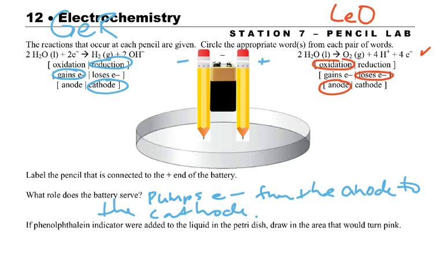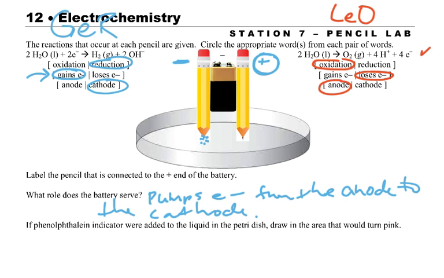So who's connected to the positive? Okay, this guy is the positive because oxidation occurs. At the negative side, it's got too many electrons down here because of the battery, so whoever touches it is going to gain electrons. Okay, so that makes sense. So the positive pencil is the one on the right.